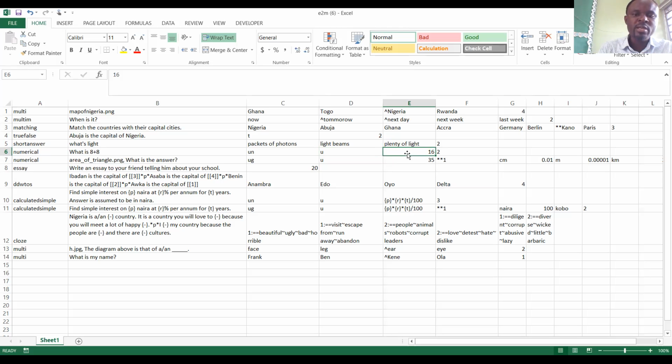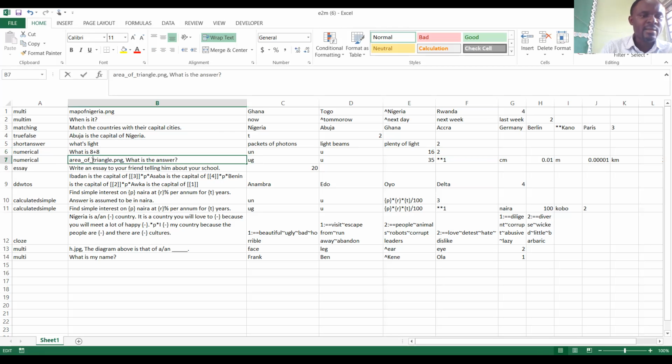The 5th column there, the E column, has the answer to the question. All right, so 16 is the answer, since the question there is what is 8 plus 8. The 5th column is the answer, 16, and the weight is 2. So 2 is the maximum obtainable. Now let's look at the other numerical type of question.